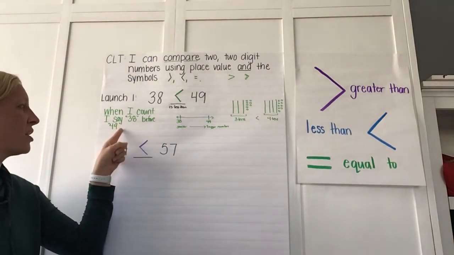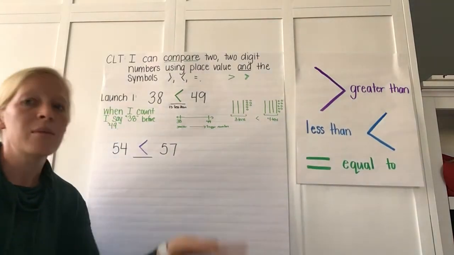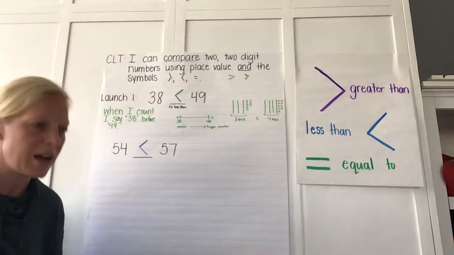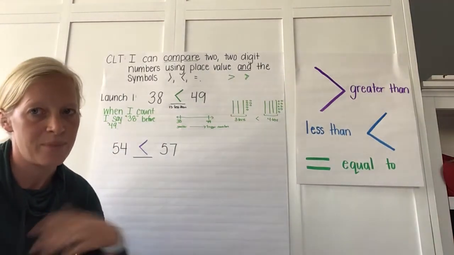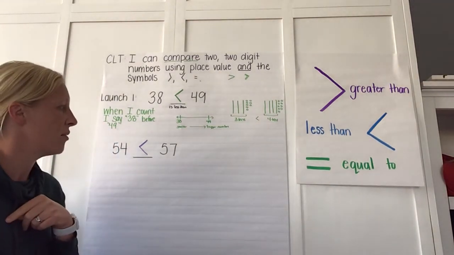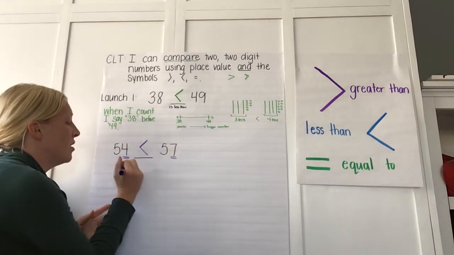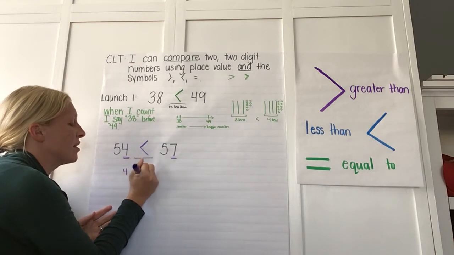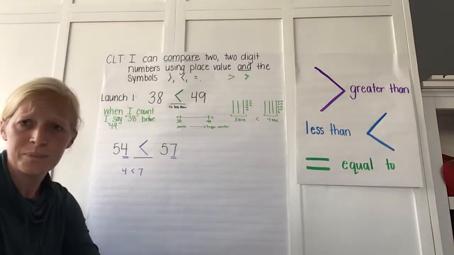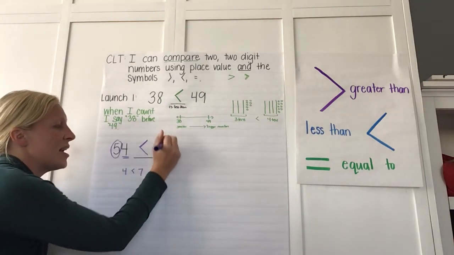Okay, so we're going back to our counting. When I'm counting, I say 54 before I say 57. 54, 55, 56, 57. All right, so I say that first, very similar to the first one. 4 is smaller than 7. Why am I not looking at my tens place like we were up here? Well, you're right. That tens place is the same, isn't it?